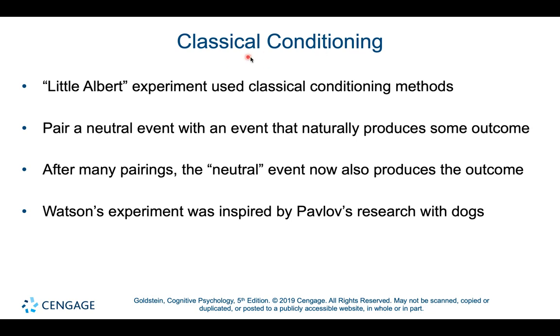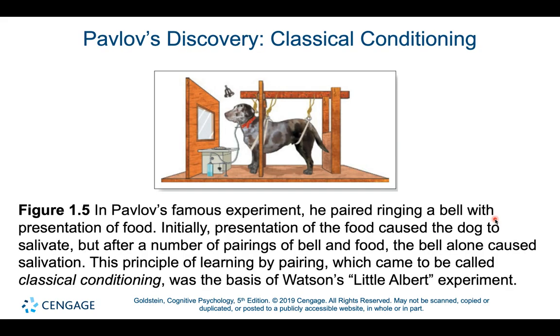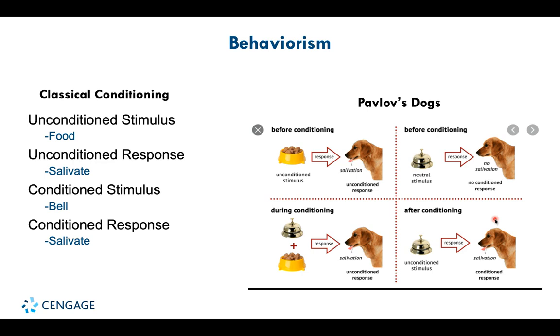Okay, so this is called classical conditioning. Pairing a neutral event with a stimulus that produces an outcome. And it was inspired by something that we've all heard of, Pavlov's dogs, right? We'll do this really quickly because we all know what Pavlov's dogs is. Dogs have a natural response to food, which is to salivate. We then pair that stimulus that produces the natural response with a neutral stimulus, a bell. Pavlov actually used a tuning fork in the original studies.